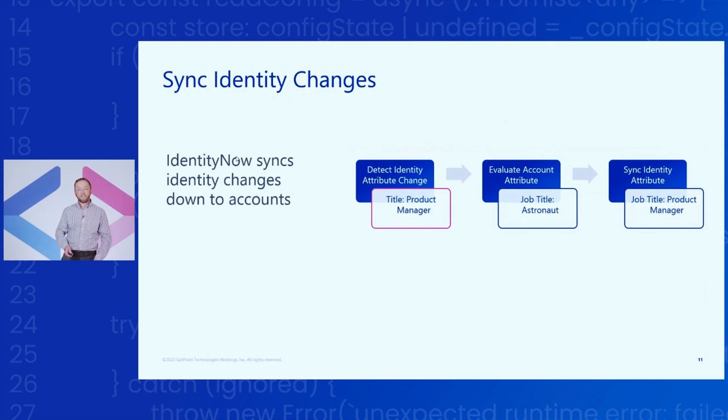Second, syncing identity changes. IdentityNow syncs identity changes down to accounts. Really important is that the identity always wins. Don't forget that. So let's say that we aggregate Workday and we detect an identity attribute change has come through. This identity that we're working with has gotten a new title of Product Manager. So what we're going to do is we're going to find out where that title maps to in the target system Active Directory. And we're going to find out, oh, this identity, this account down in Active Directory, his job title there was actually astronaut. He's not an astronaut, he's a product manager. So we're going to go ahead and sync product manager down to the target system.